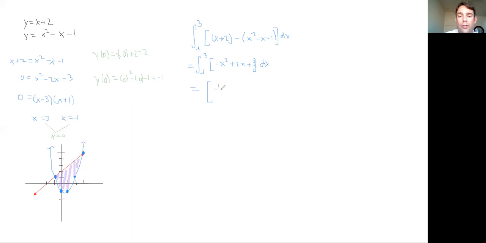So we get negative 1/3 x cubed plus x squared plus 3x, and we're evaluating it from -1 to 3. So plug 3 in there, I get -9 plus 9 plus another 9. And I'm going to subtract 1/3, 1, and -3. And when I figure out that value, I end up with 32/3.